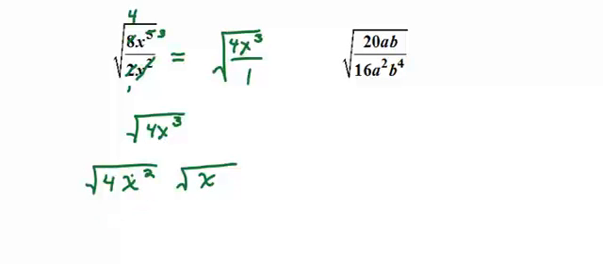We engineered this, so these are all perfect squares. We take the square root. The square root of 4 is 2. The square root of x squared is x. And we keep that square root of x.